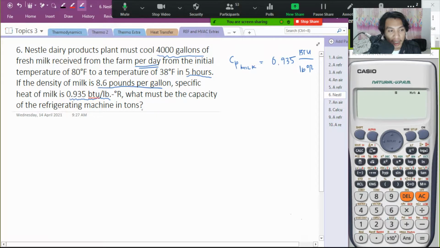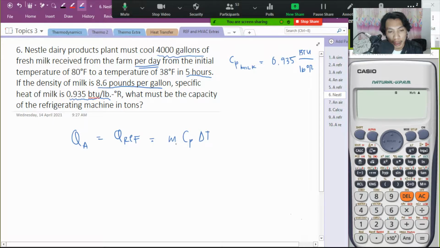What must be the capacity of the refrigerating machine in tons? What is being asked here is QA. Recall that QA is equal to QREF, where QA is equal to MCP delta T. It is the sensible heat, and the process is at constant pressure.